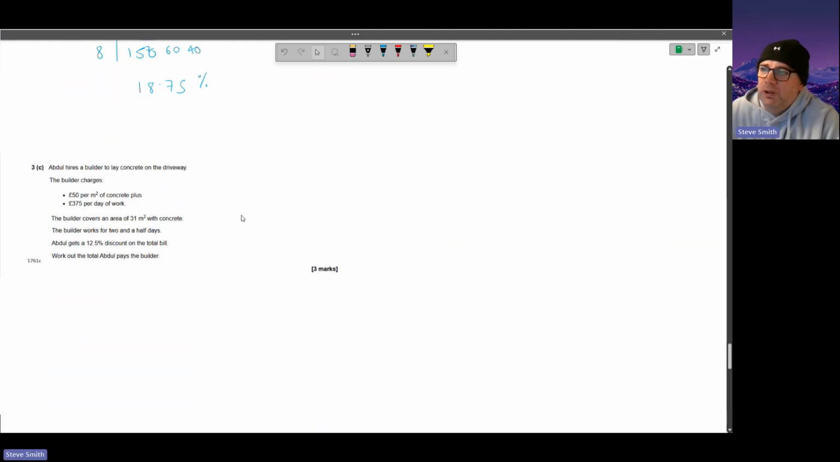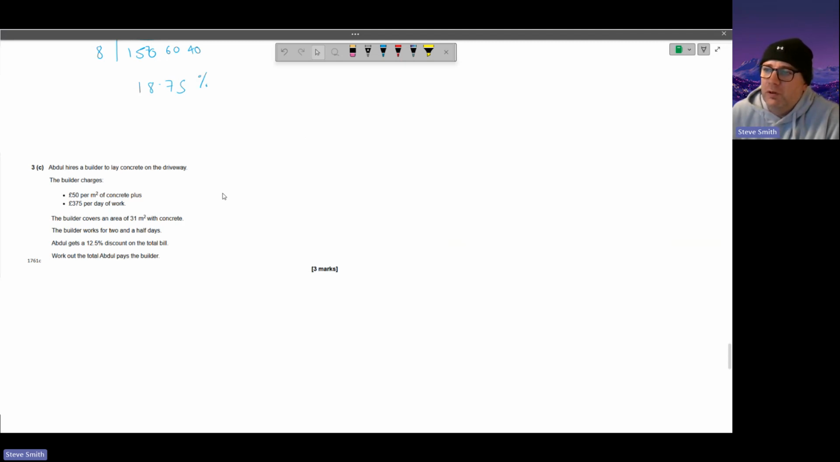Abdul hires a builder to lay concrete on the driveway. The builder charges £50 per square metre of concrete plus £375 per day. The builder covers an area of 31 square metres and works for 2.5 days. Abdul gets a 12.5% discount on his total bill. Work out the total Abdul pays the builder for 3 marks.